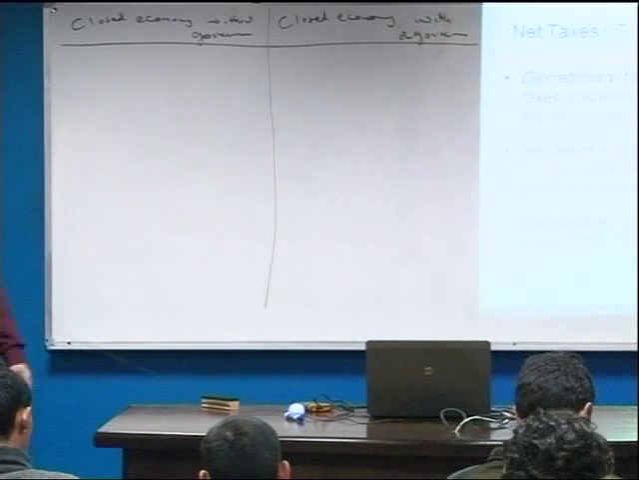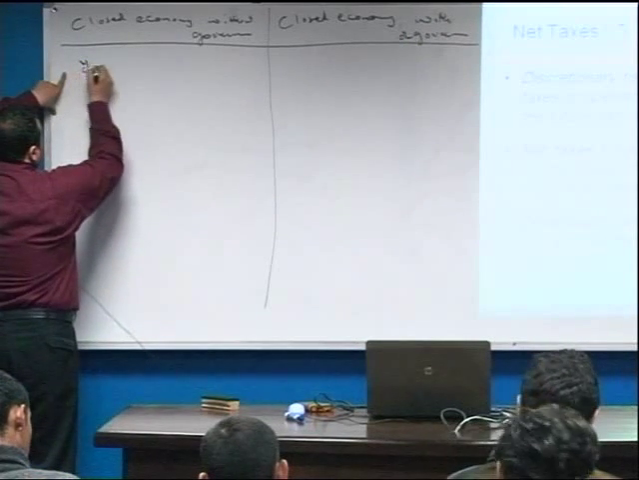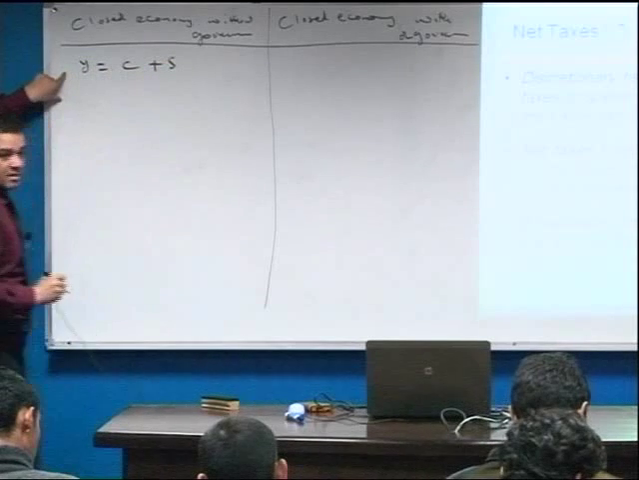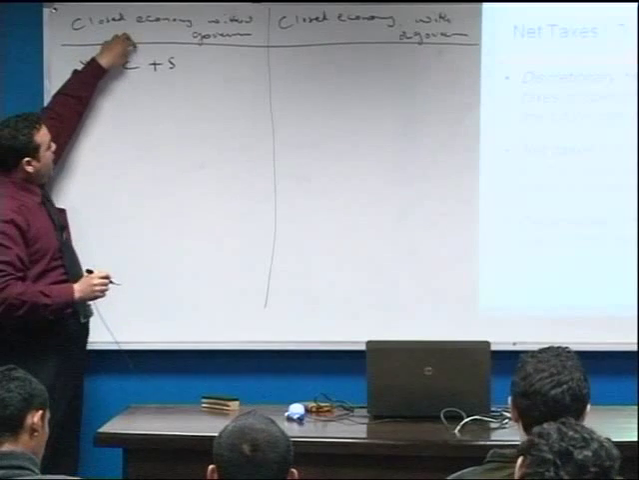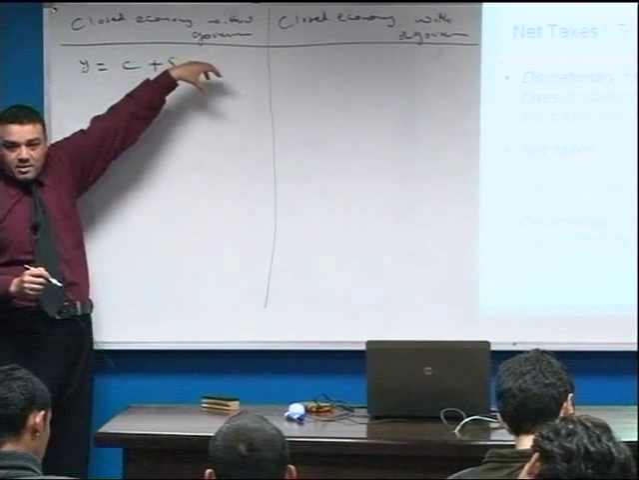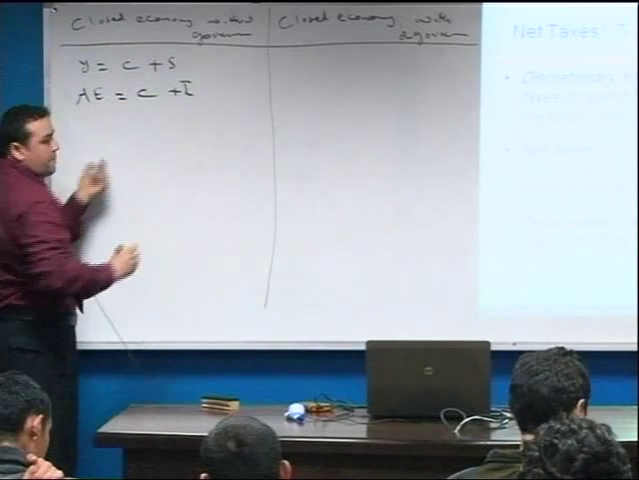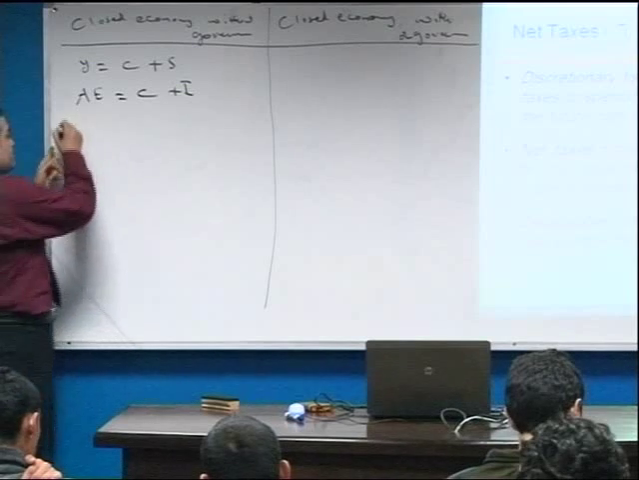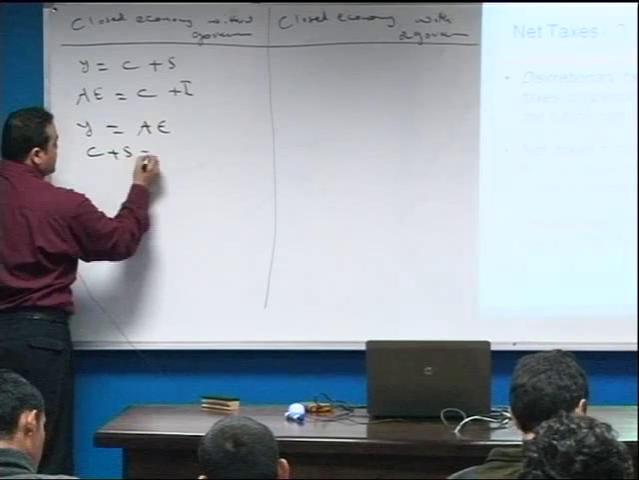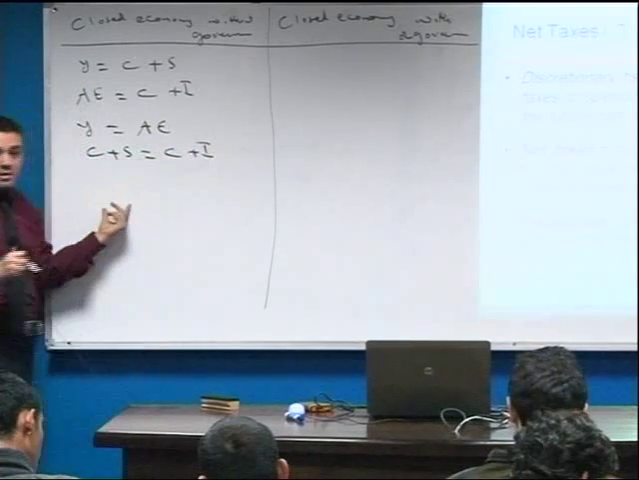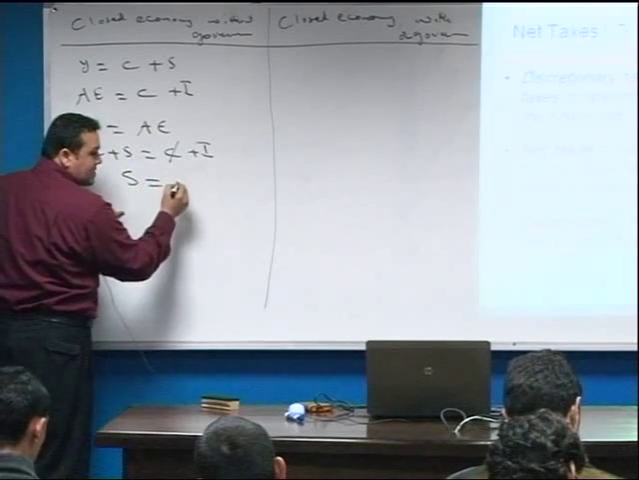If you work under the closed economy with no government, Y equals C plus S. This is the aggregate income, which has two parts, consumption and saving. The aggregate expenditure equals C plus I. At equilibrium, Y equals aggregate expenditure, or C plus S equals C plus I. So at equilibrium, the planned saving equals the planned investment.